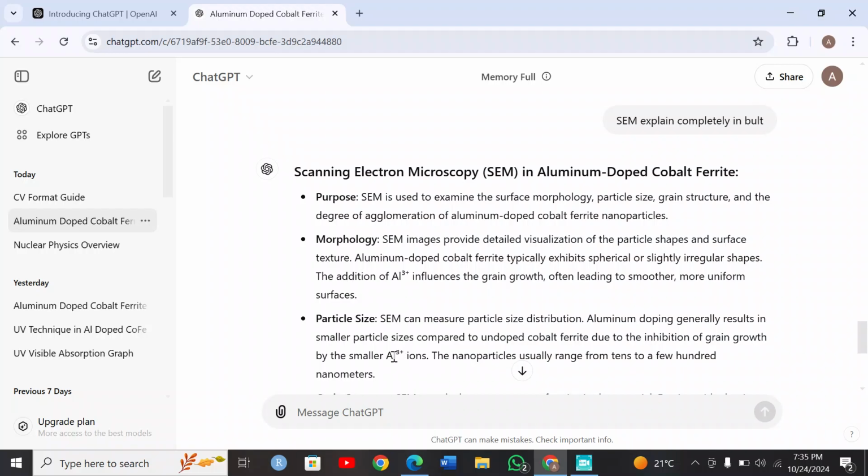which have a smaller radius as compared to Fe3+ ions, because Fe3+ ions are replaced by Al3+ ions. So the radius of Al3+ ion is smaller, then the particle size is also decreased. The nanoparticles usually range from 10 to a few hundred nanometers. The size of particle ranges from 10 to 100 nanometers, at the nanoscale. The size of nanoparticles we get is in the range of 10 to a few hundred nanometers.